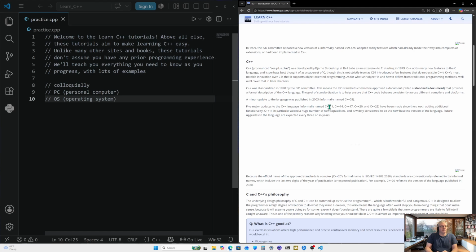A minor update to the language was established in 2003 and formally named C++03. Five major updates to the C++ language, informally named C++11, 14, 17, 20, and 23, have been made since then. Now 26 is coming out. Each adds additional functionality. C++11 in particular added a huge number of new capabilities and is widely considered to be a new baseline version of the language. Future upgrades to the language are expected every three or so years.